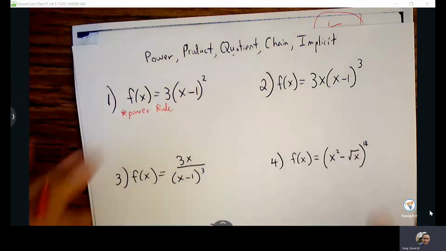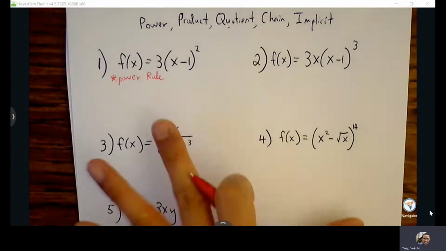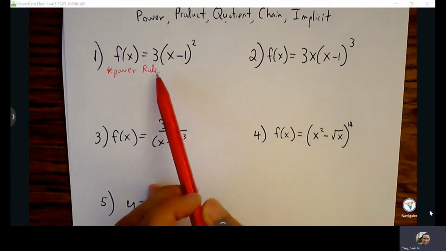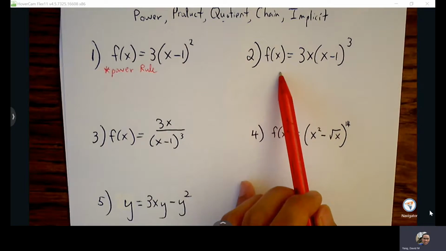Okay, so I'm going to go through each of these, just highlighting the steps for each, and then we'll go over each problem individually. So this one we can expand. Once we expand, we can just do power rule. How about number two?